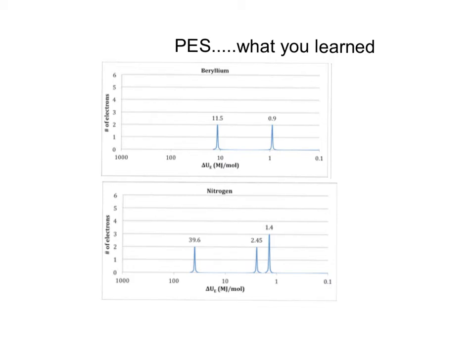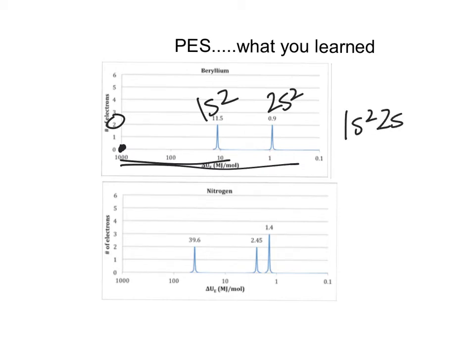So if you look at beryllium, where it's located, you can see that this PES has 2 peaks on it. And now that we understand how this works, remembering that this is the nucleus right here, the 2 peaks represent the 2 different sublevels we have. So this represents the 1s2, 2 electrons, and this represents 2s2. So from a PES, you can get an electron configuration. And sure enough, that is the configuration of beryllium.